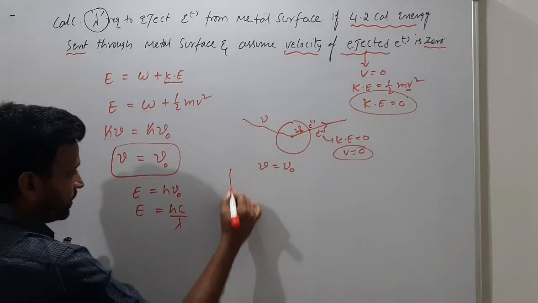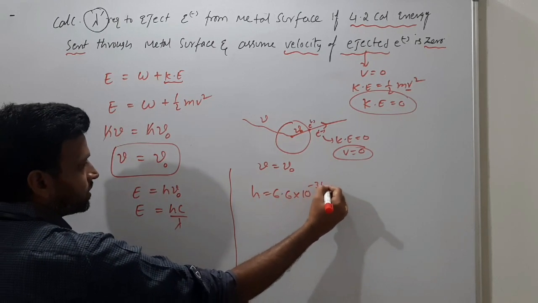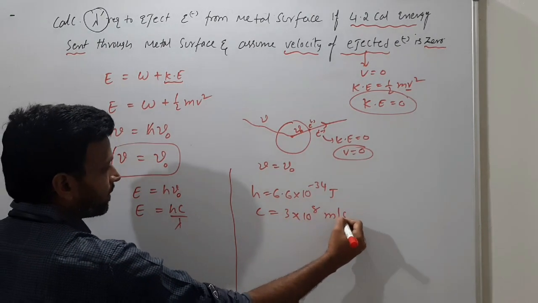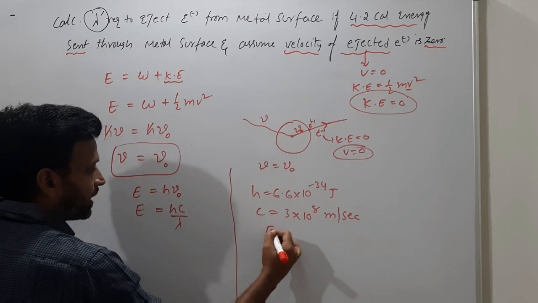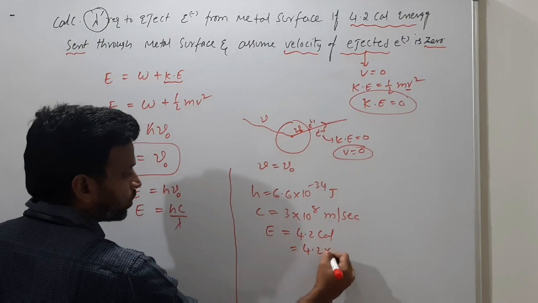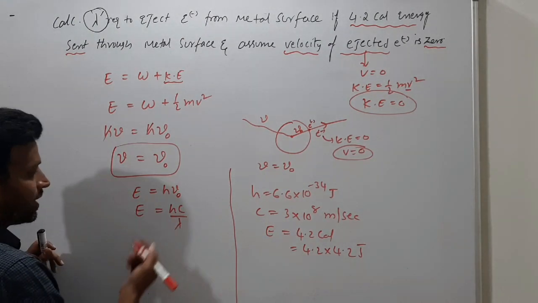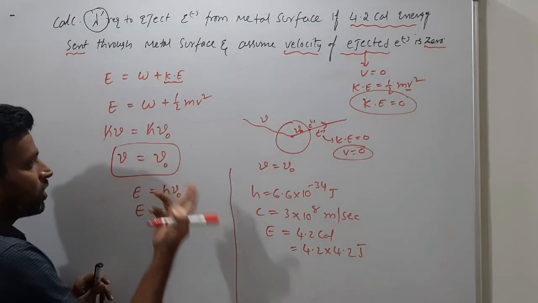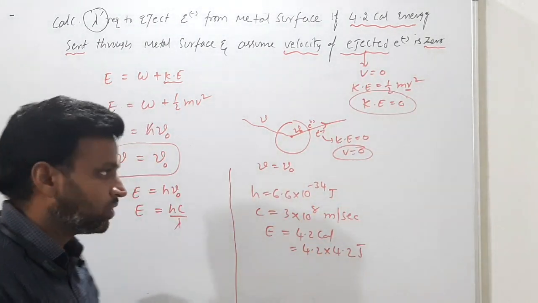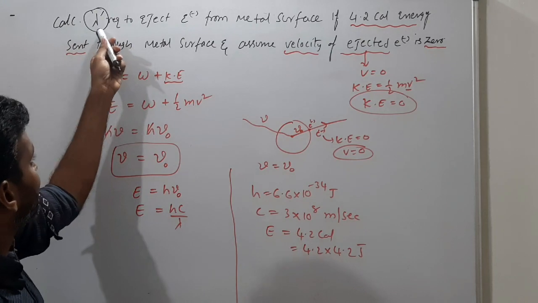So again, same story here. What is that? h is 6.6 into 10 power minus 34 joules, and c value is 3 into 10 power 8 meter per second, and lambda we don't know, but the energy given is 4.2 calories. So it's 4.2 joules, because 1 calorie is 4.2 joules. So substitute for lambda. Because here nu and nu naught are both the same. Why both are the same? The velocity of the ejected electron is 0. So from that you can have lambda, because the question asks to calculate lambda.